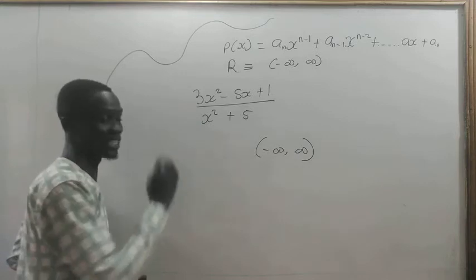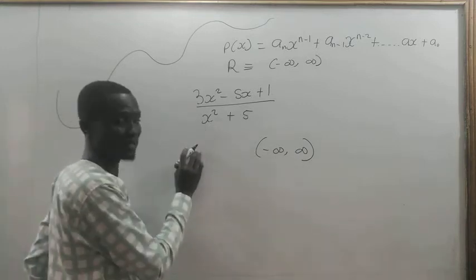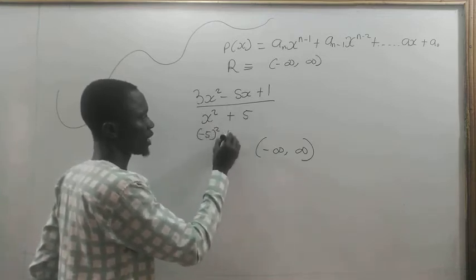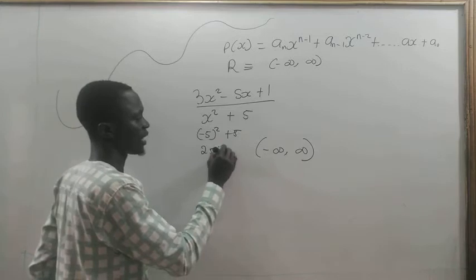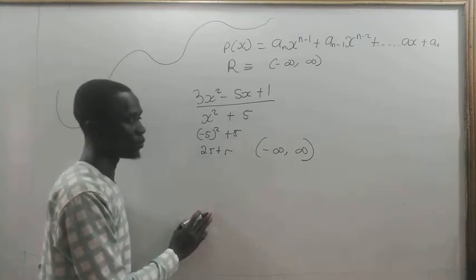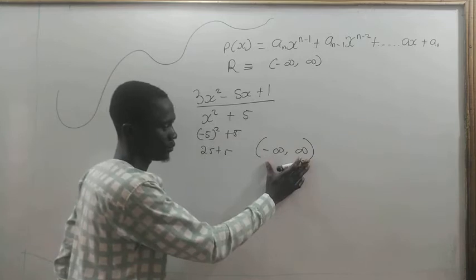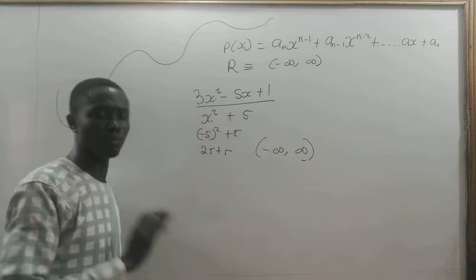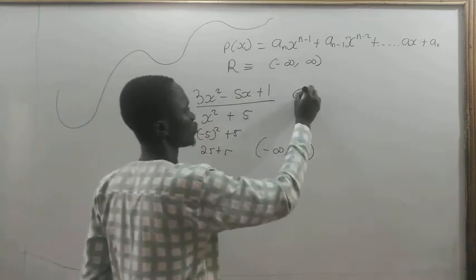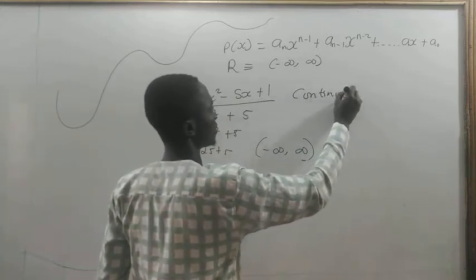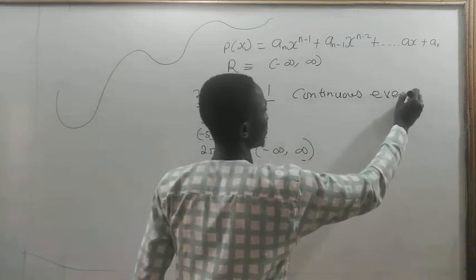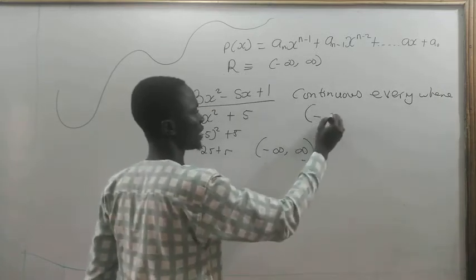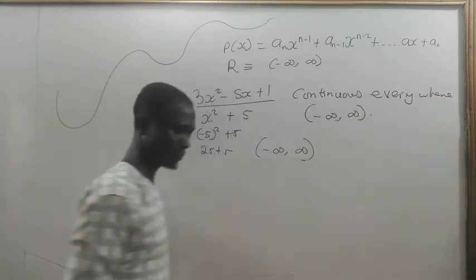If you are watching this video, look at this very well. You see that this x is squared. So let's say that if I put in x equal to negative 5, it will be squared plus 5, and I'll get positive 25 plus 5. Wow. So any value from negative infinity to positive infinity, this function will still be continuous. So we say that this function is continuous everywhere. It's continuous everywhere. And the interval of continuity is from negative infinity to positive infinity.